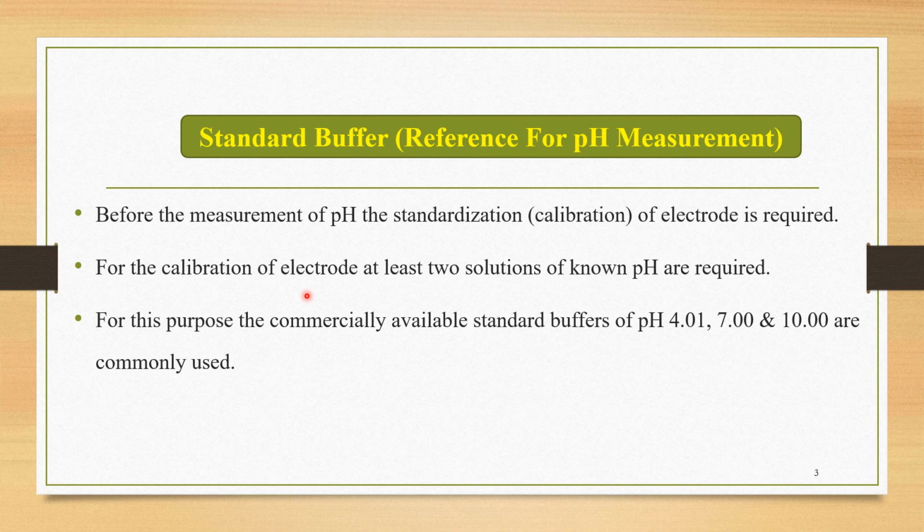solutions for the calibration of this electrode. For this purpose, the commercially available standard buffers of pH 4.01, 7 and 10 are commonly used. So these commercially available standard buffers are commonly used for the standardization or calibration purpose of electrode before actual measurement of pH of the test solutions can be started.